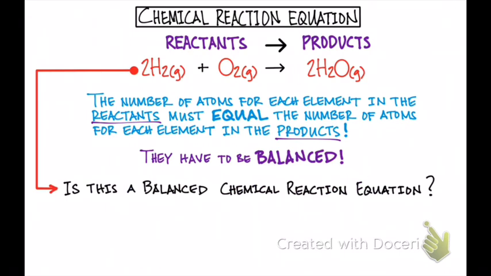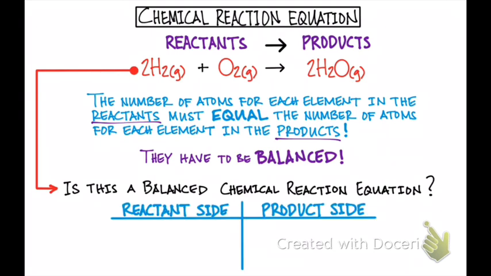Is this chemical reaction equation balanced? Let's check by counting the number of atoms for each element on both sides, the reactant and the product. In the combustion of hydrogen gas, there are only two types of elements, hydrogen and oxygen, which is the same on the product side. On the reactant side, there are 4 hydrogen atoms because there's a coefficient of 2.